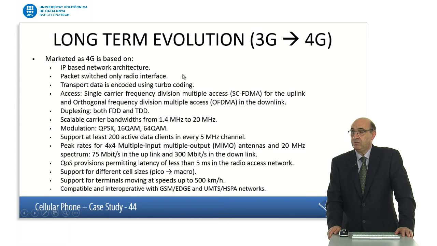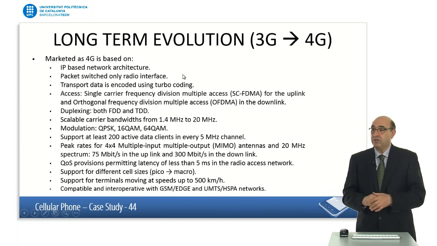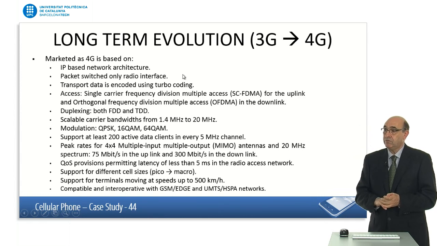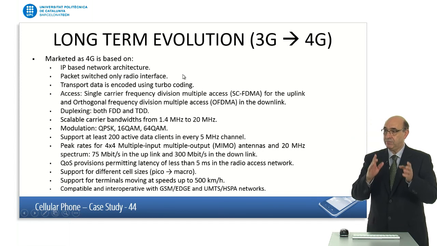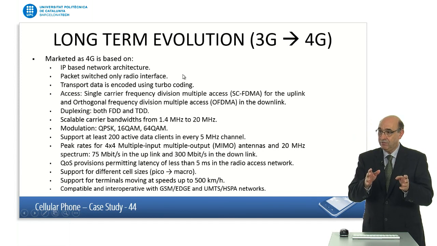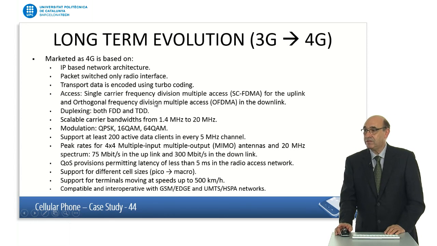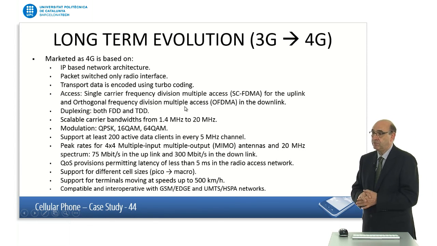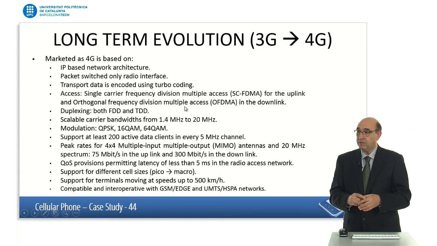They are going to use only packet switch connections. They will forget about circuit connections as before. They will be using turbo coding for the transport data. And also they are changing the access. You have seen frequency, time, codes, and now there's going to be a different set of access process. They are called orthogonal frequency division multiple access. And this is the one that is being used, for instance, now in digital terrestrial TV.